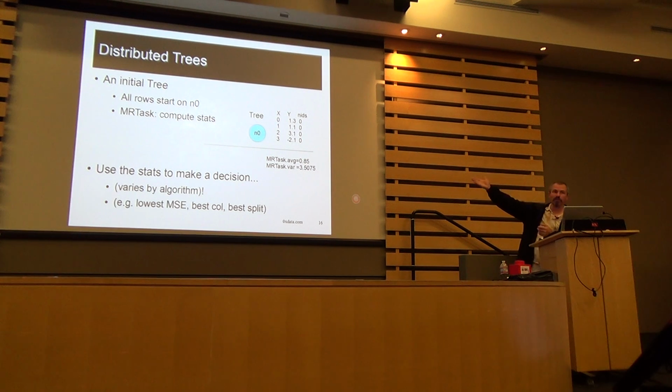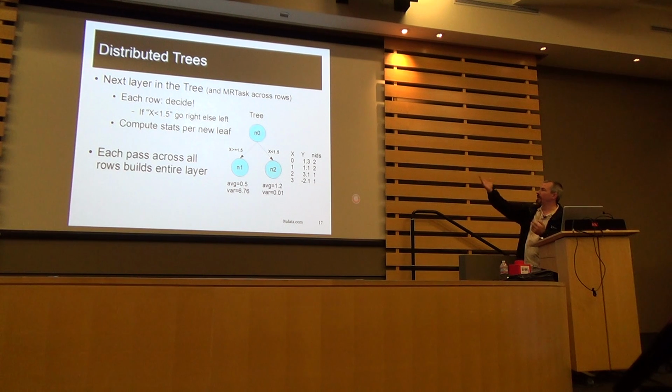I have some x's I'm going to use as my features, and I have some y I'm trying to predict. I run some MapReduce tasks there, and I compute average and variation, right? I'm using whatever information I'm gathering to decide how to split my tree. The actual split decision varies by algorithm, and different people do it differently. Here I'm going to show an example of a regression tree where I'm trying to minimize mean squared error. So I'm finding the best column and best split point to minimize MSE.